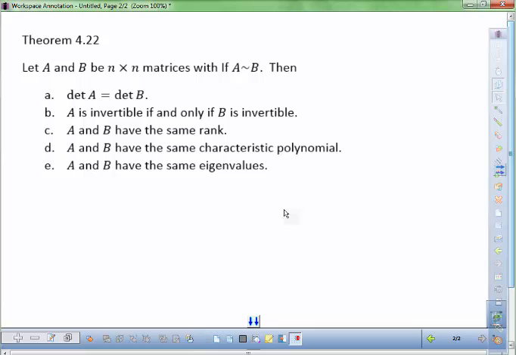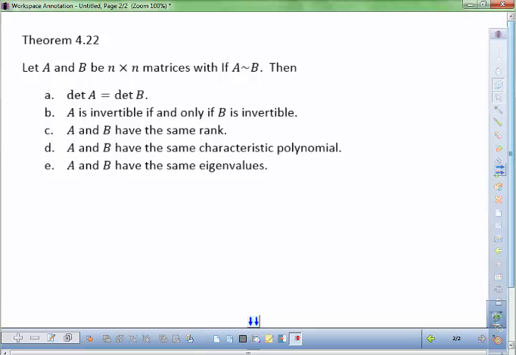A and B have the same rank. That's also another important aspect of similar matrices. And then the other two that are really important are that they have the same characteristic polynomial, which seems to be more information, more powerful than the others, and then they also have the same eigenvalues. And the fact that they have the same eigenvalues is leading up to being able to what's called diagonalize the matrix. So we're going to want to be able to diagonalize the matrix.